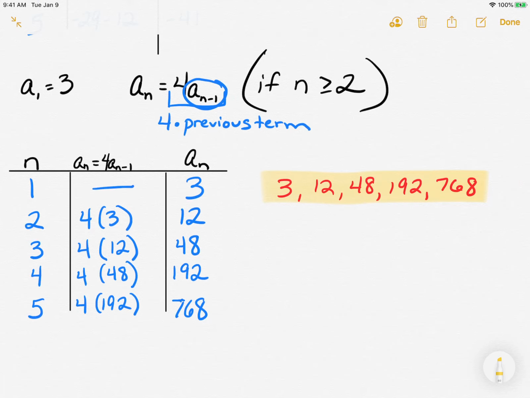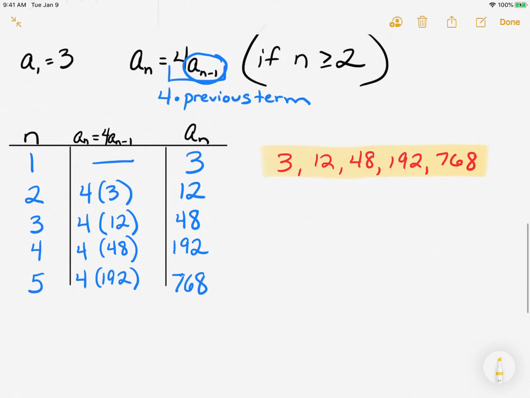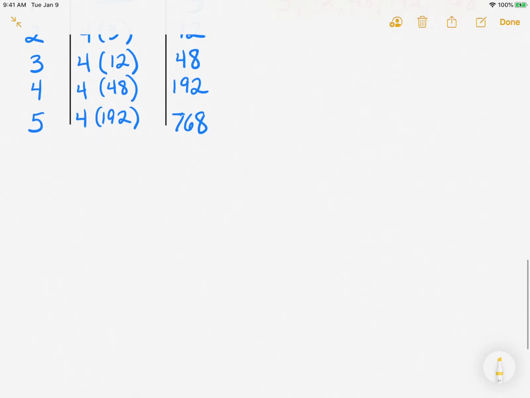So recursive functions can be arithmetic or geometric. Can they be both? The only one that we thought of yesterday that could be both is if you have the same number every time. If your sequence is 5, 5, 5, 5, 5, then it could be both. A recursive function could be neither. We'll get into that a little later.